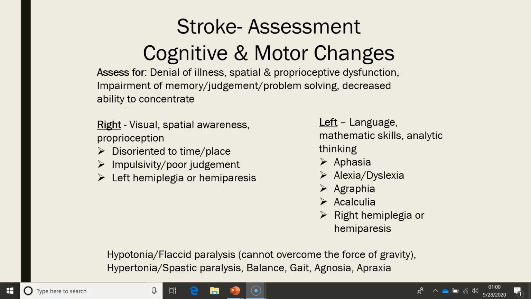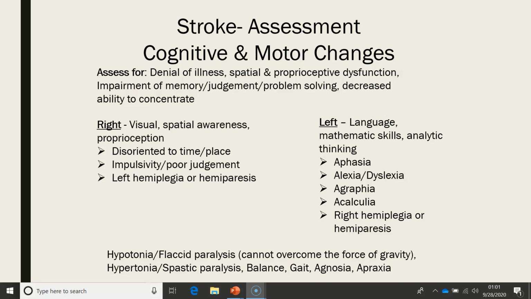They are usually disoriented to time and place. A lot of times they're impulsive or have poor judgment. They'll act like they haven't had anything go wrong with them, which is very interesting. They'll have trouble with left hemiplegia, inability to move that left side. You'll see that with injury to the right side of the brain.